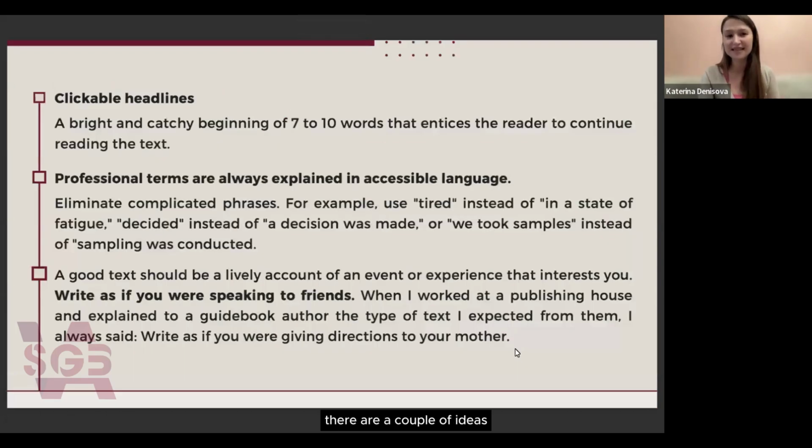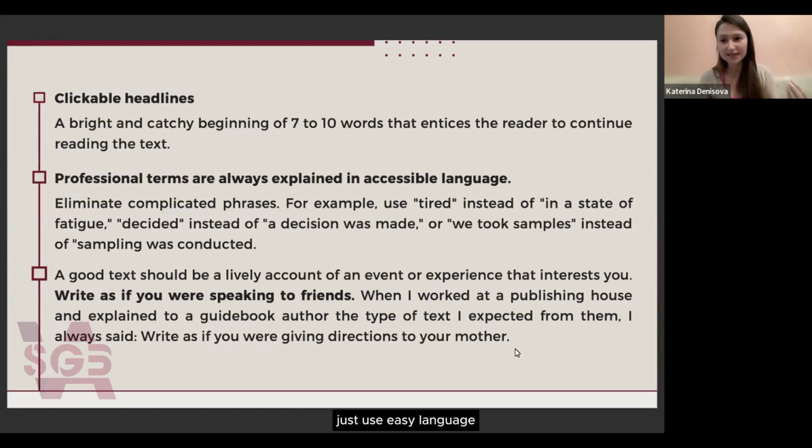There are a couple of ideas for how you can start your post or your text. First of all, a clickable headline: a bright and catchy beginning of 7 to 10 words that entices the reader to continue reading the text. Next one, professional terms should always be explained in accessible language. Please eliminate complicated phrases. For example, we just say, I'm tired, or they were tired, instead of in a state of fatigue. We say, we decided, or I decided, instead of a decision was made. We say, we took samples, instead of sampling was conducted.